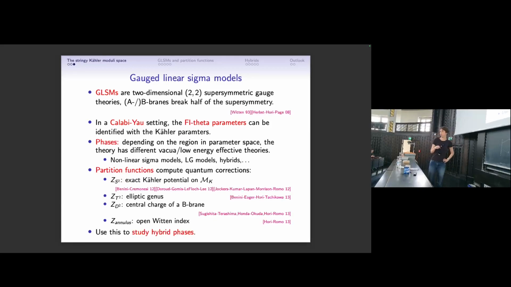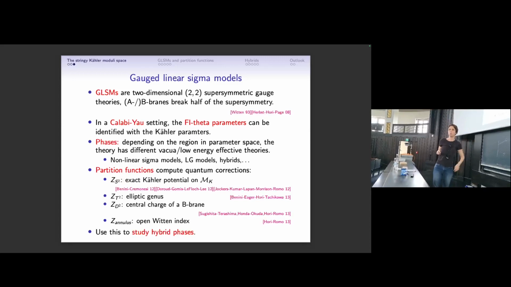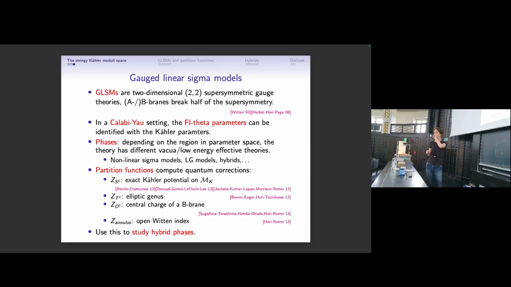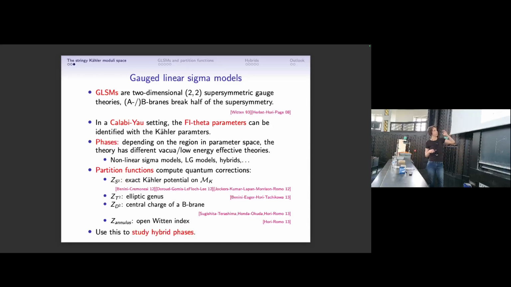The vacuum equations of the GLSM will depend on the choice of parameters, and will lead to different low energy effective theories, and that could be a nonlinear sigma model, a Landau-Ginzburg model, or one of these hybrids. The GLSM has been around for a long time. It recently celebrated its 30th birthday. But what is a little more recent is the fact that from supersymmetric localization, it was possible to exactly evaluate the path integral for certain two-dimensional backgrounds. And it turned out that this actually can compute quantum corrections.